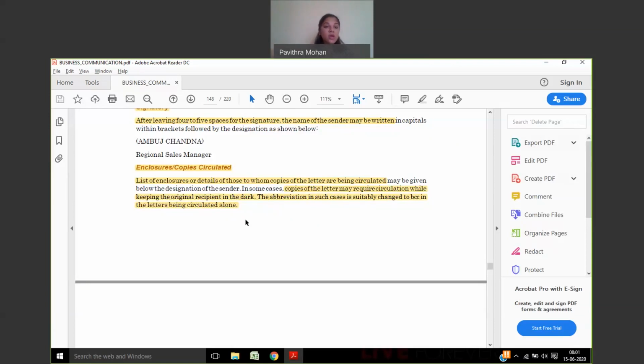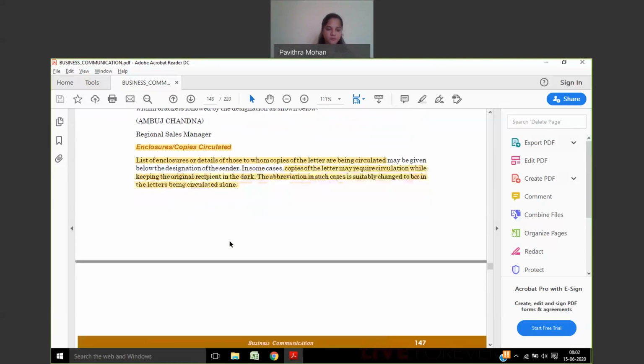Here, I'm not going to give the reference number and all those details. I'll just say, pursuant to certain information required by the income tax department, we are updating the same to the MCA department. This is what is called keeping the original recipient in the dark. I'm not going to give the information of whom I got the letter from. The abbreviation in such cases is suitably changed to BCC in the letter being circulated. There are certain concepts in your mail which we will explain in the next chapter, like what is CC and BCC. There also we will explain in detail how this concept of BCC works.